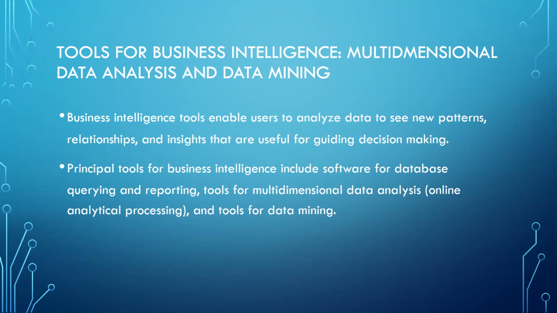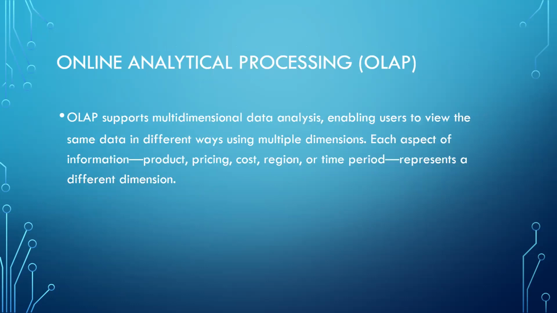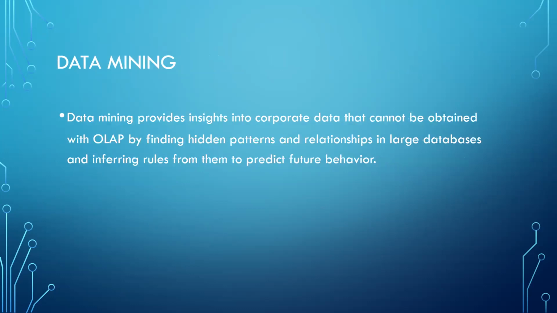So what is analytical processing? Online analytical processing, or OLAP, supports multidimensional data analysis, enabling users to view the same data in different ways using multiple dimensions. Each aspect of information, product, pricing, cost, region, or time period represents a different dimension.